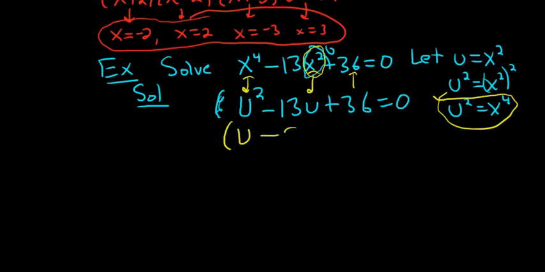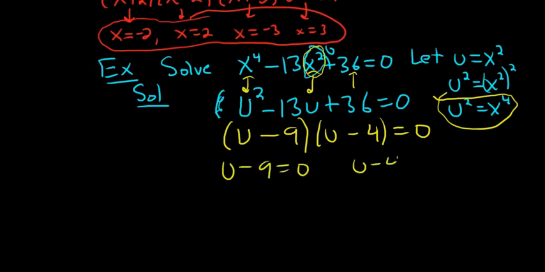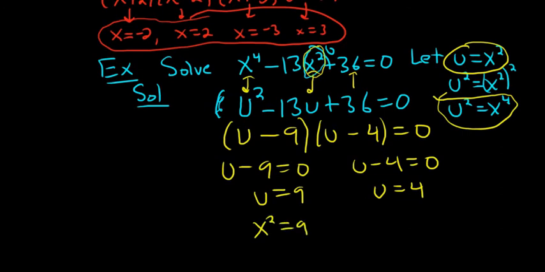This is u minus 9, and then u minus 4. We know that from before, right? And then we get u minus 9 equals 0, and u minus 4 equals 0. So u is 9, and u is 4. But we're not done. Oh, no. We have to go back to x, right? So we said that u was x squared. So this is x squared equals 9, and this is x squared equals 4.